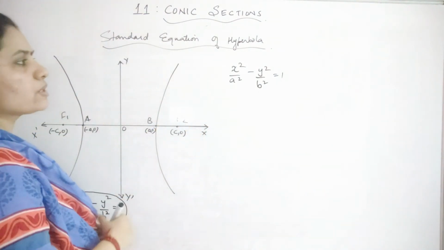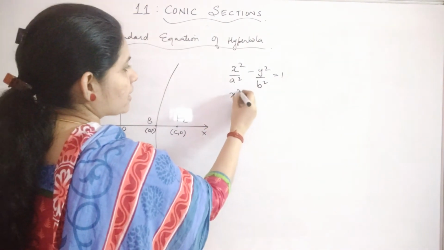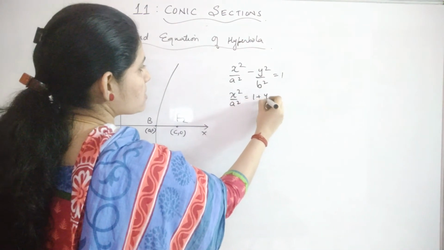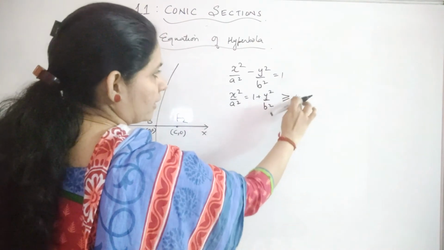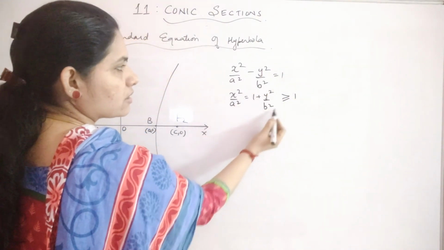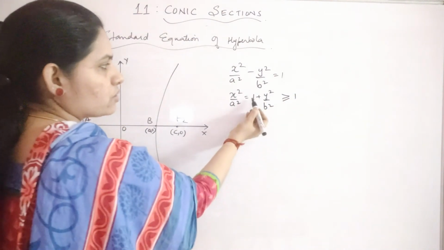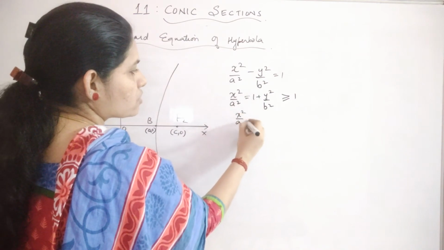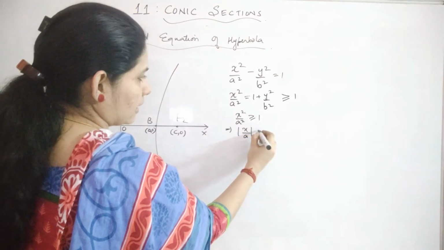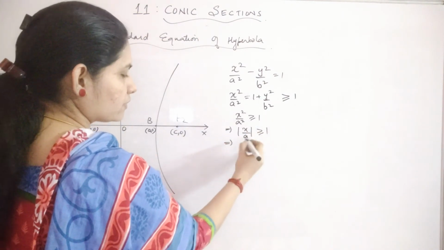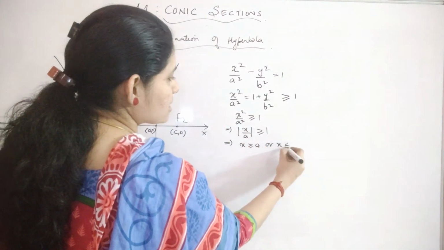Now again consider the equation of the hyperbola, that is x square by a square minus y square by b square equal to 1. We will get x square by a square is equal to 1 plus y square by b square. So we can say that it is greater than or equal to 1, right? Because this is 1 plus a quantity which will never be negative, because it is y square and b square. So x square by a square is greater than or equal to 1. That implies that modulus of x by a is greater than or equal to 1, and the meaning of this is x is either greater than or equal to a, or x will be less than or equal to minus a.